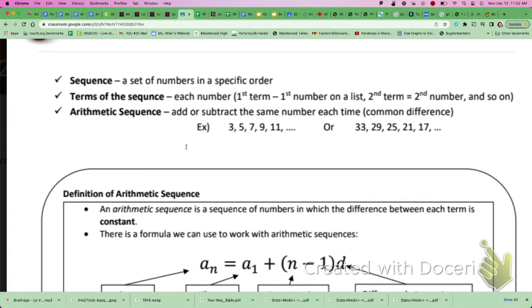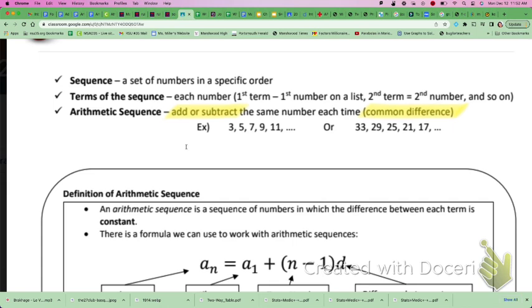And then an arithmetic sequence means that we can add or subtract, and I would highlight or underline or circle those words. For us to know that it is arithmetic, that means that we can add or subtract the same number each time. And we call that number that we are adding or subtracting the common difference. So for example, 3, 5, 7, 9, 11. What am I adding each time? 2.